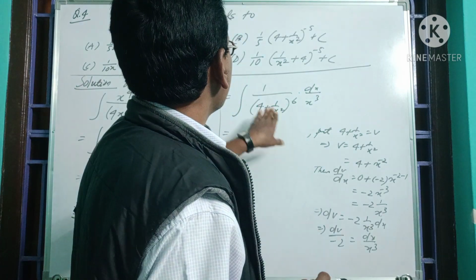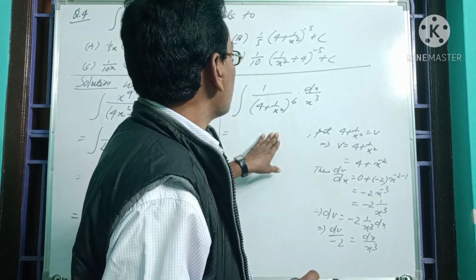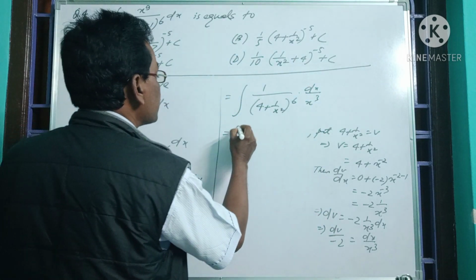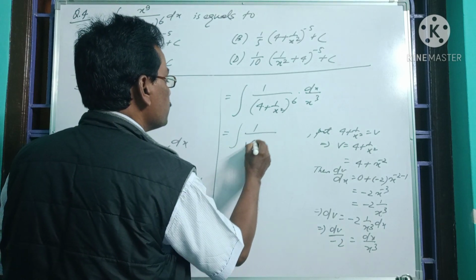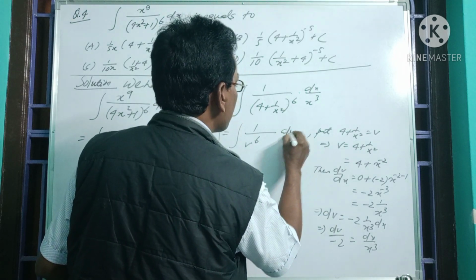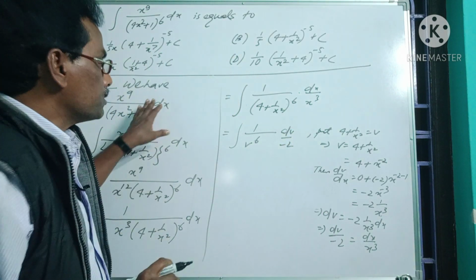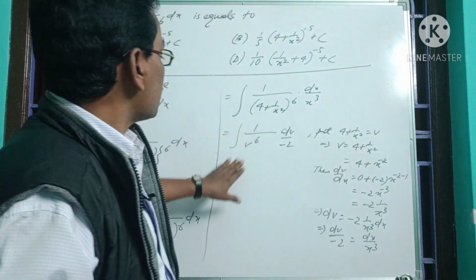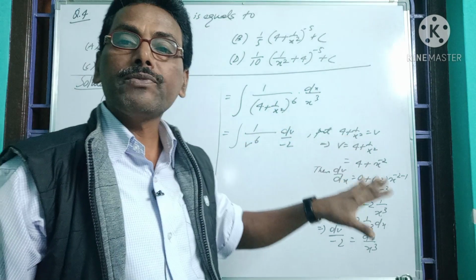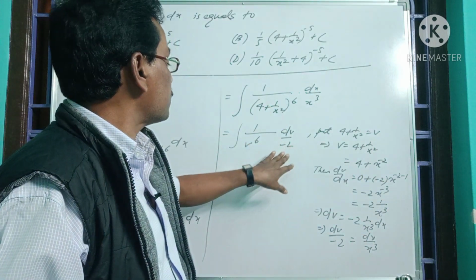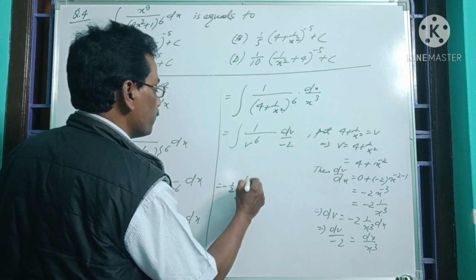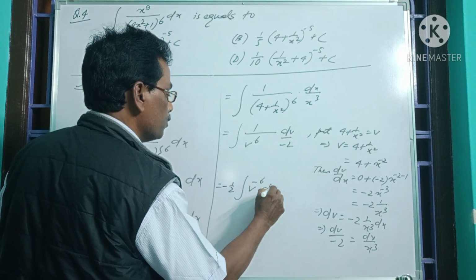So now replacing v in place of 4 plus 1 by x square, also replacing dv by minus 2 in place of dx by x cube, we have the integrand like this, that is integration of 1 by v to the power 6 with respect to dv by minus 2. So now after substitution and differentiation, we reach that integration of 1 by v to the power 6 with respect to dv by minus 2. Here the variable of integration is v. So now minus 2 is the constant which can be taken out of the integral. So we have minus 1 by 2 integration of v to the power minus 6 with respect to v.